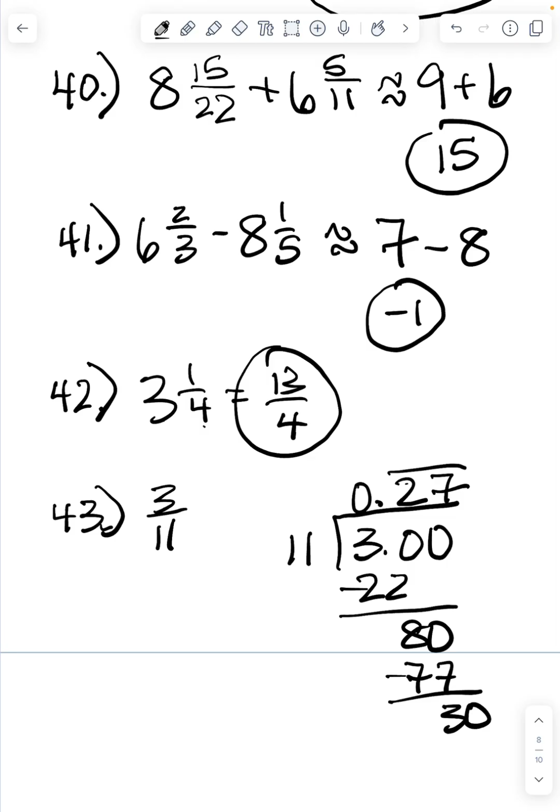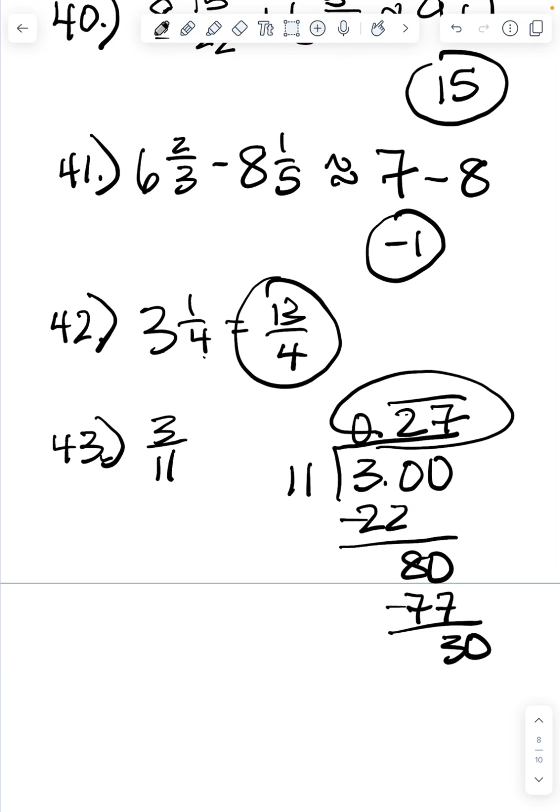So number 43, our answer is -0.27 repeated.